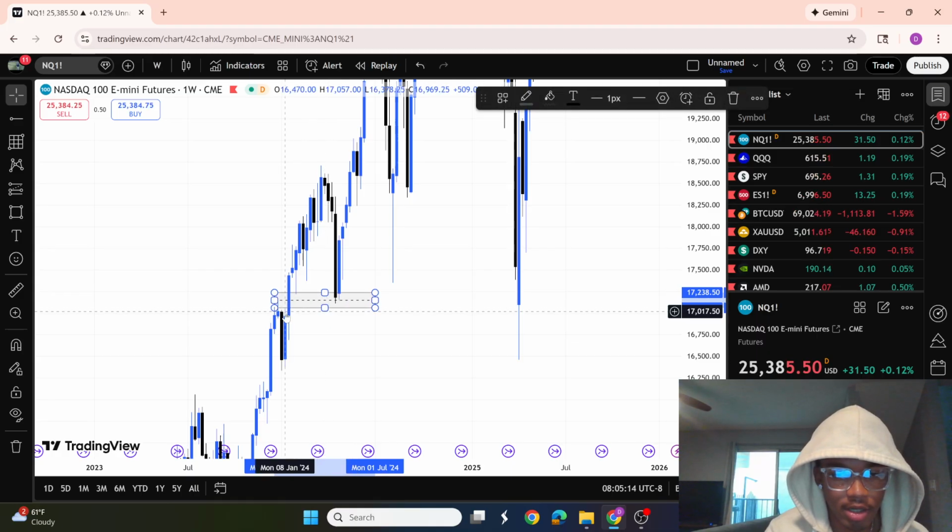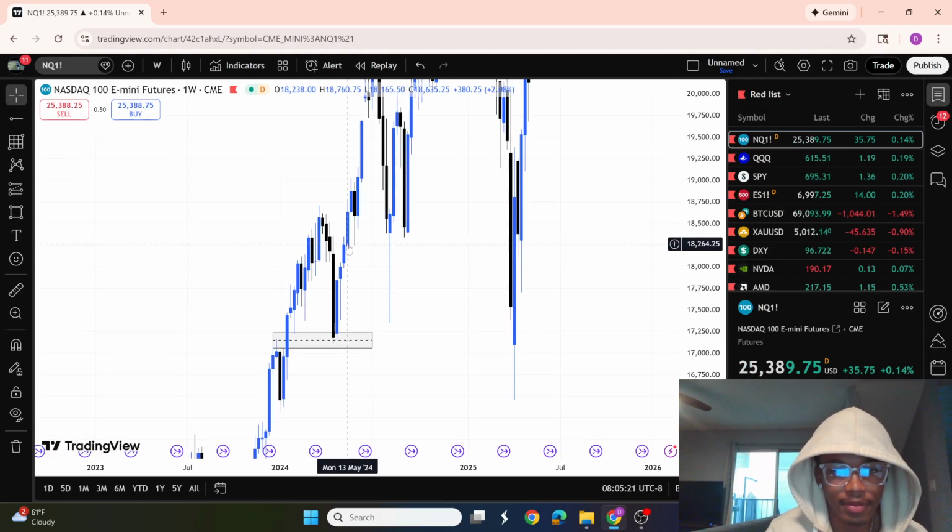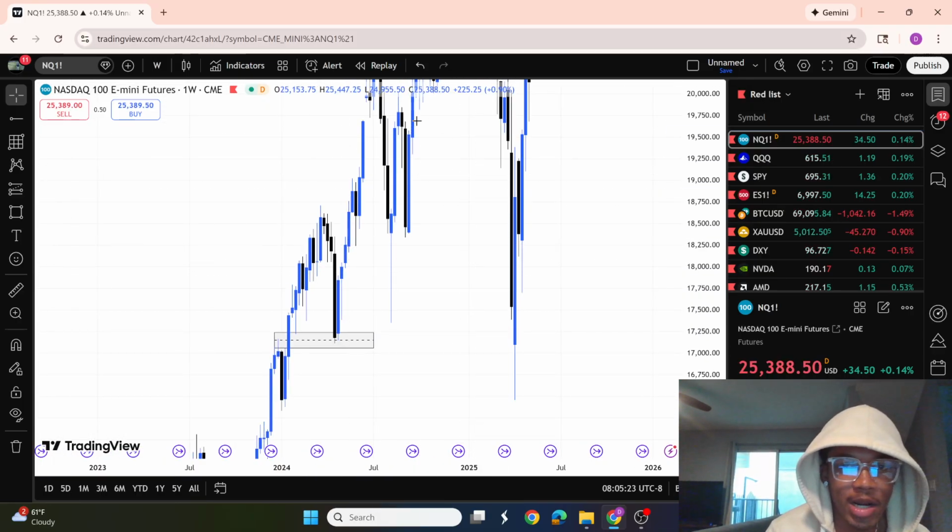Boom. Top wick of the first, full body of the second, bottom wick of the third. Price moves up, taps in, bam, higher. All right, so let's find some bearish examples.